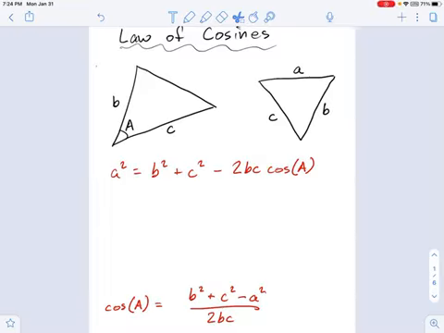Welcome to the law of cosines. So now we have triangles that cannot be solved with the law of sines. They're just impossible to solve because you have no matching pair, right? If you try to find the matching pair of A's, it doesn't exist. Likewise for the C's and the B's.